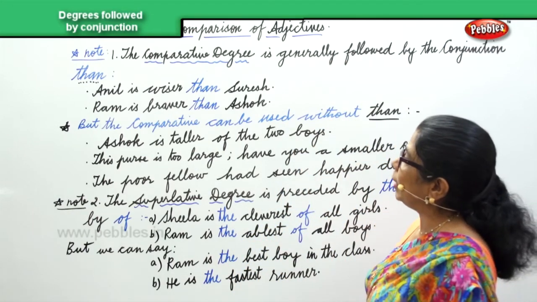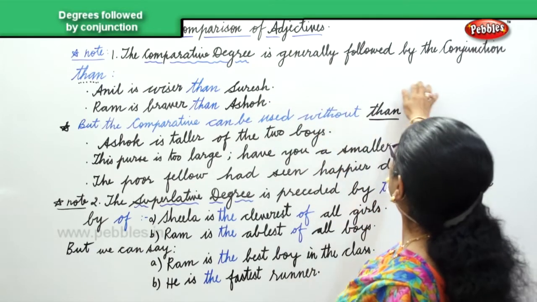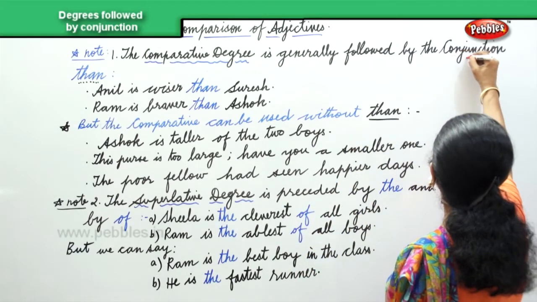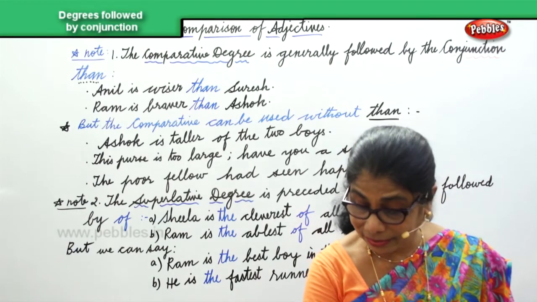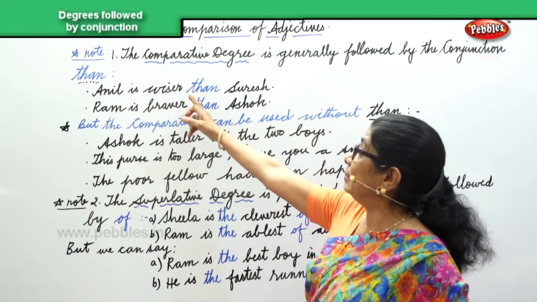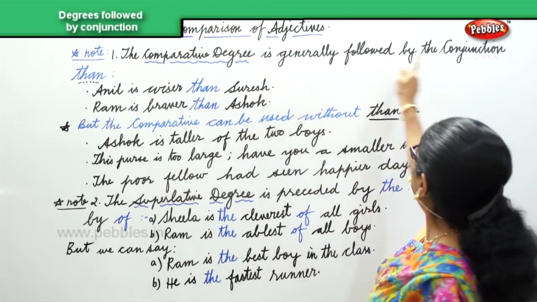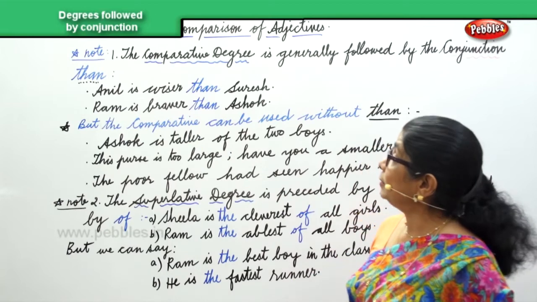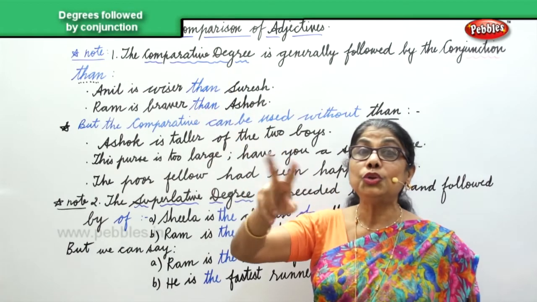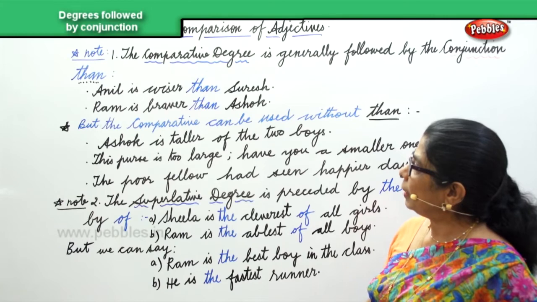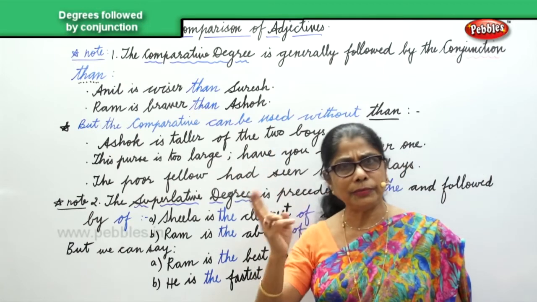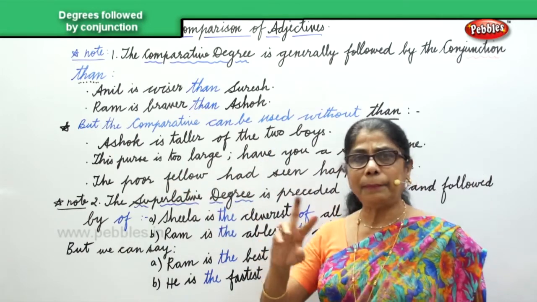Now, in the first one, let's note, the comparative degree is generally followed by the conjunction than. Okay, that's how the comparative degree is formed. Look at the example. Anil is wiser than Suresh. See, we use the conjunction here. Ram is braver than Ashok. Here we are comparing two people. But the comparative can be used without than. Ashok is taller of the two boys because we are comparing two people.